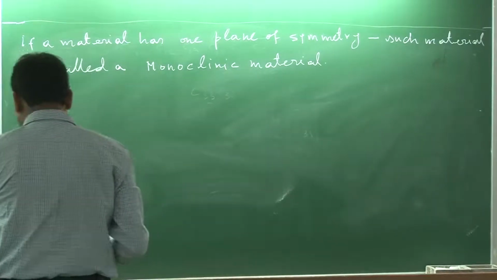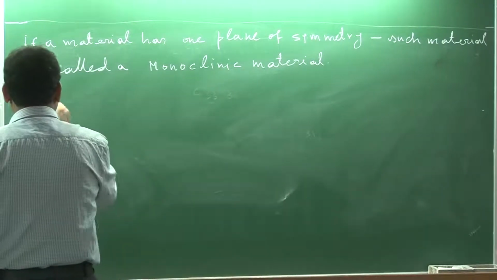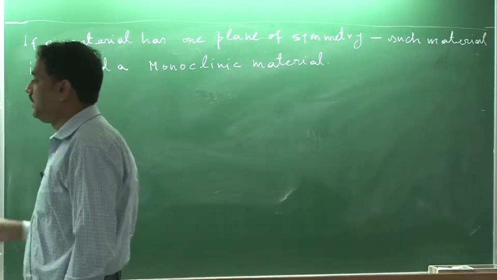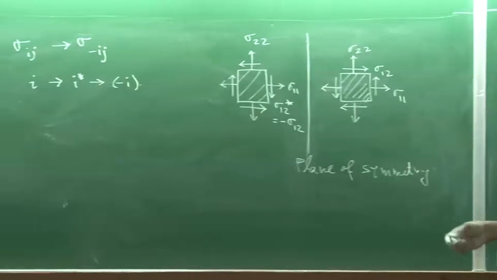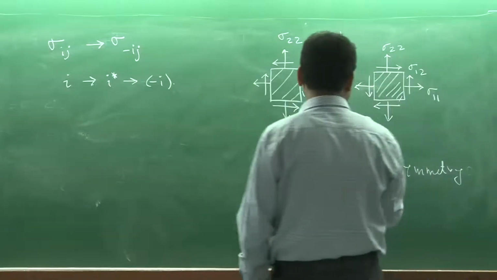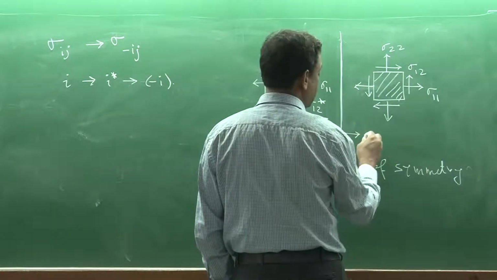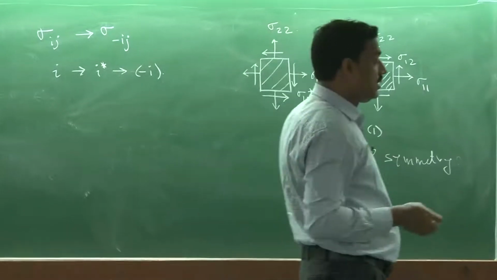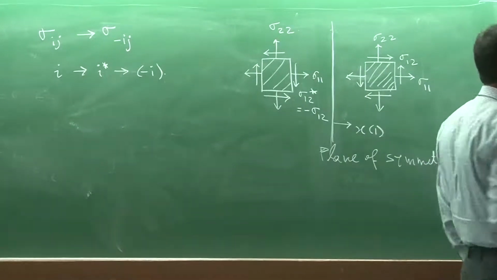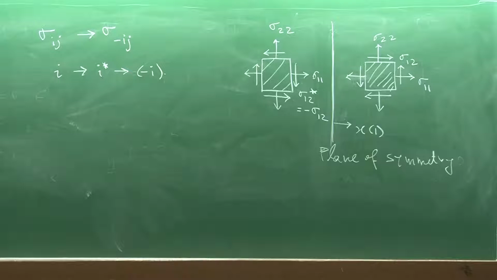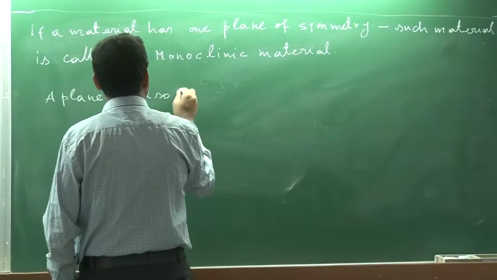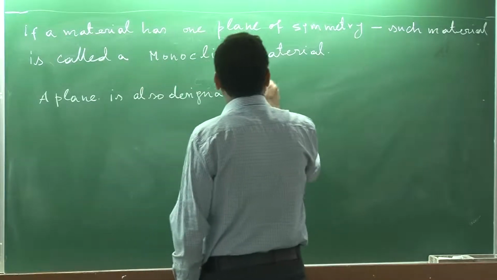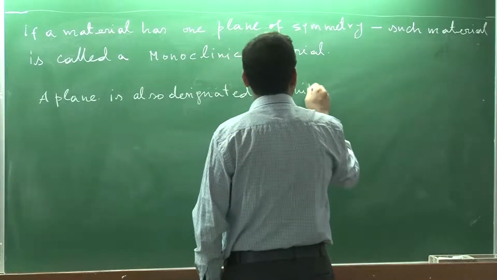I am considering that axis. A plane is also designated by a unit normal, right? Unit normal to this plane is maybe x, right? x means it is 1. So, a plane can be designated by its unit normal.